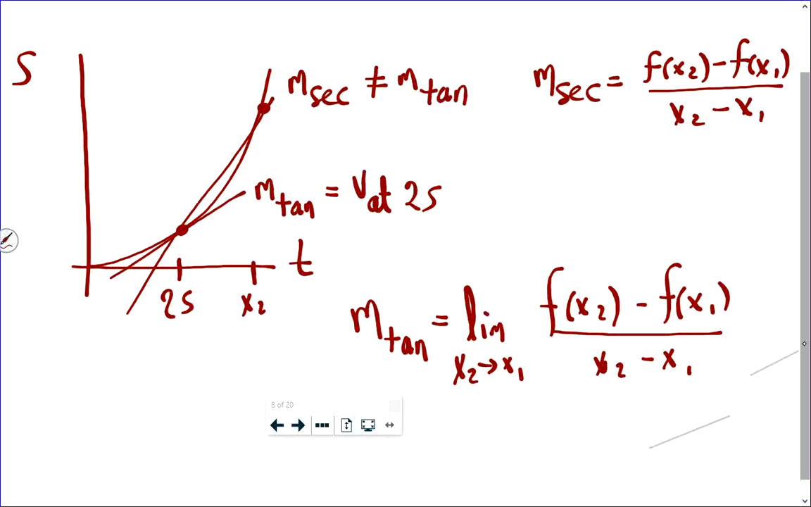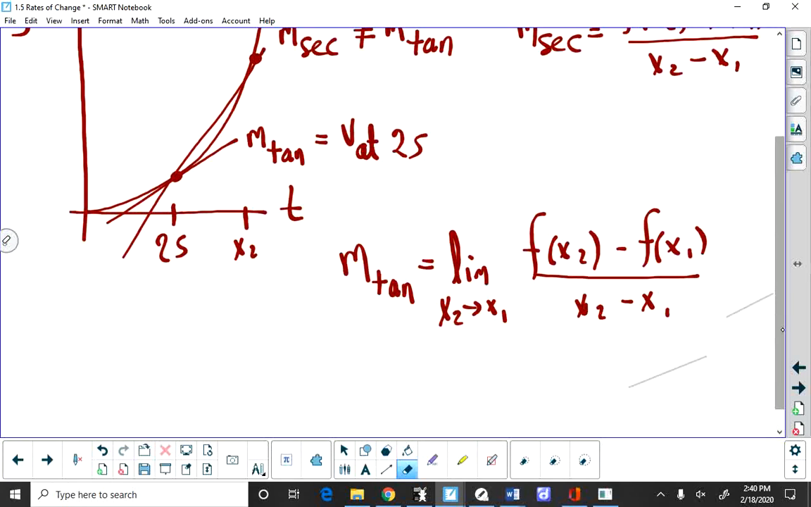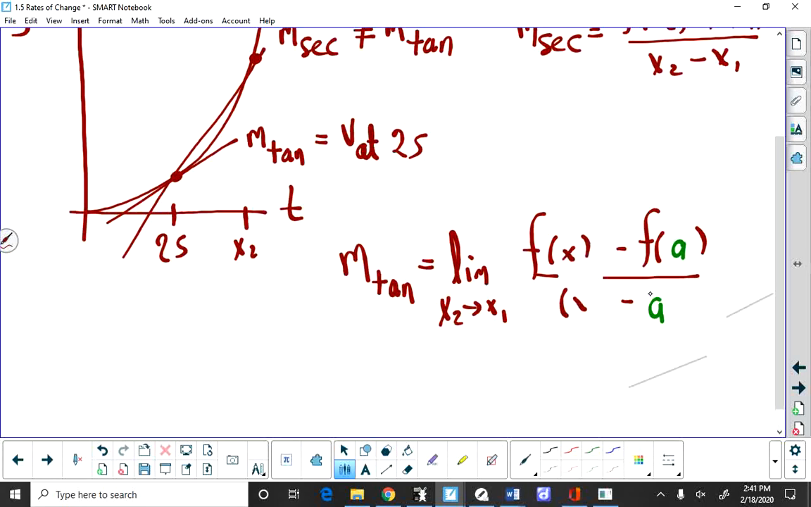And there's this one. But I hope you see that if I change this and this to a, and I don't even label this x, I just say x, it's the same formula we've looked at, right? X is approaching a. For some reason, when we talk about applications, we like to use this version. Okay?